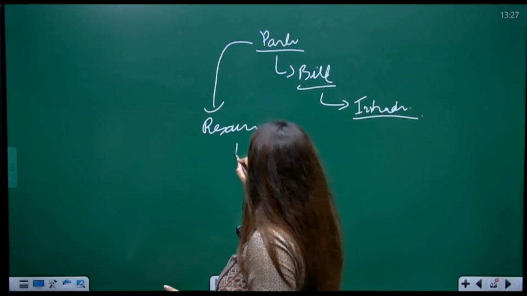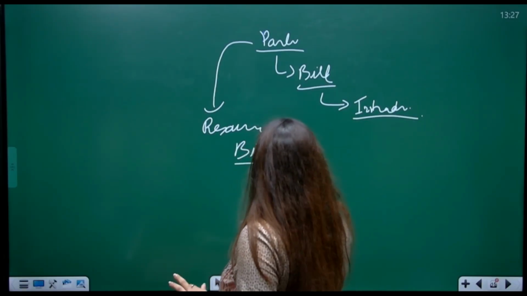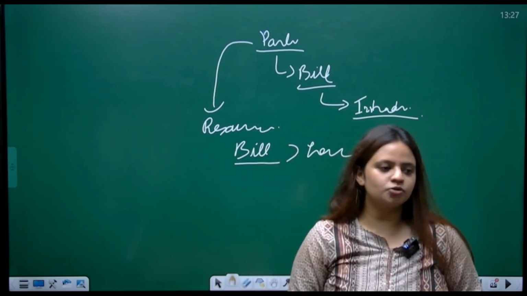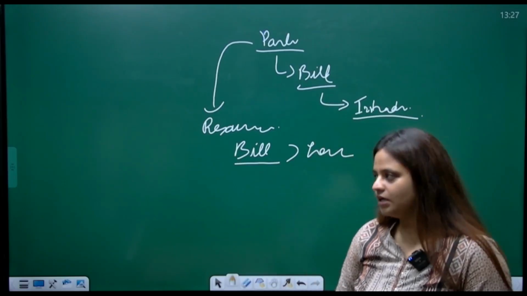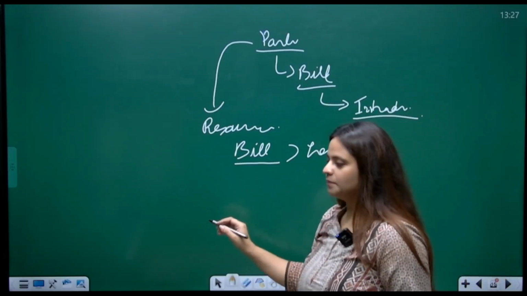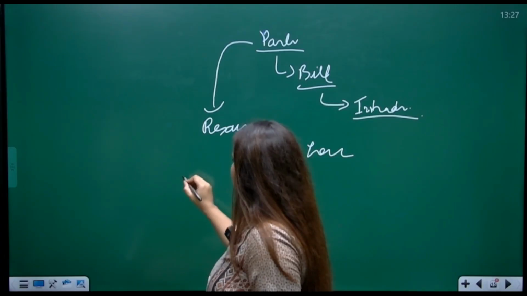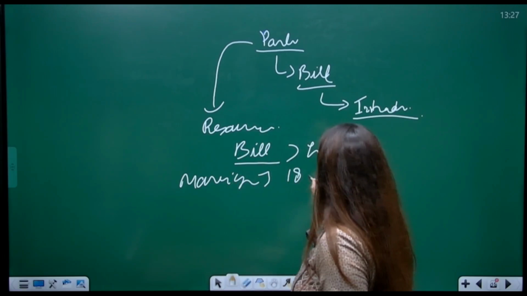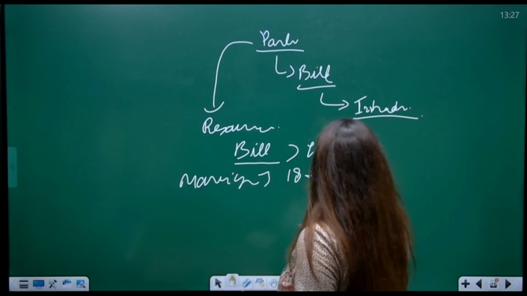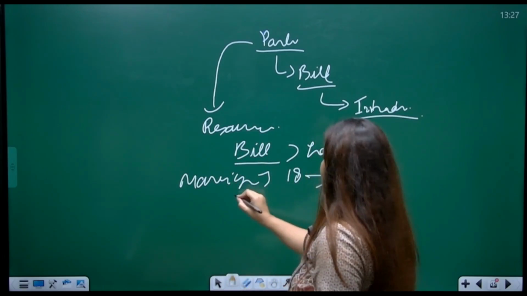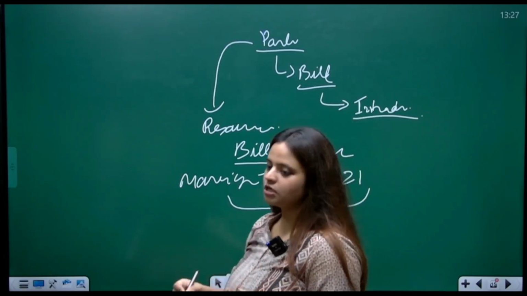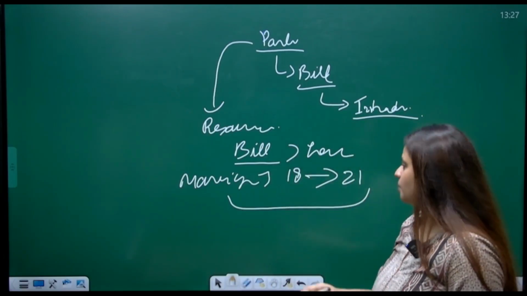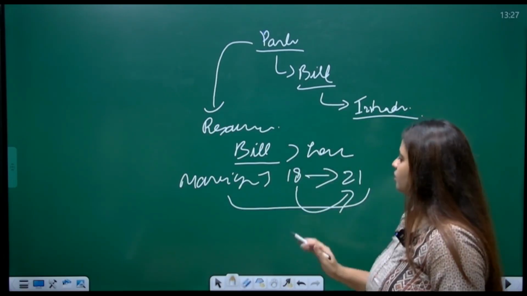When the bill has the support, when the people of the parliament believe that a law should come for a particular matter, for example, the matter that the marriageable age of girls should be raised from 18 to 21. For example, this is the cause, and we want a law to come which will increase the marriageable age of girls from 18 to 21. So we need a law on that.